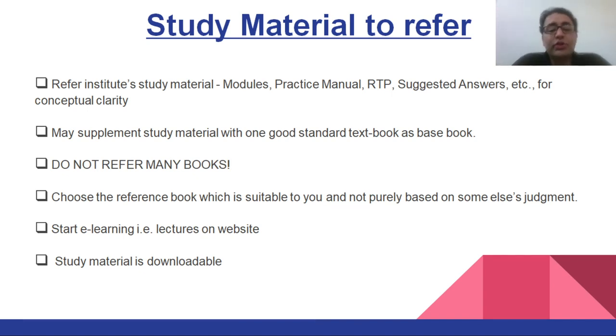Choose the reference book which is suitable to you and not purely based on someone else's judgment. Please remember, everyone's intellect and everyone's way of thinking is different. So identify yours, identify the author whose style matches your thinking the most, and go ahead with that author. Start e-learning lectures on the website. This is where Unacademy helps you out with lectures and content on your weak areas and areas where you require more attention. And the study material is downloadable, which wasn't there at my time, and now you have the privilege, whereas the CA study material is downloadable from the website, so you can also get a soft copy of it and study it at your leisure.